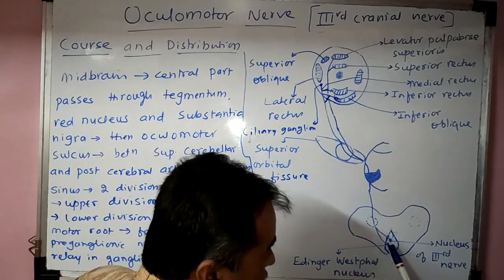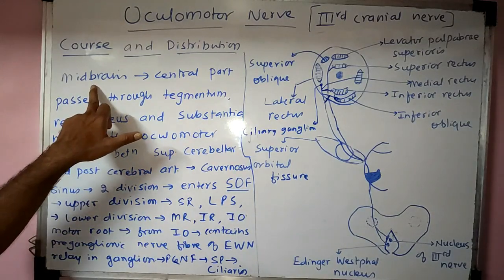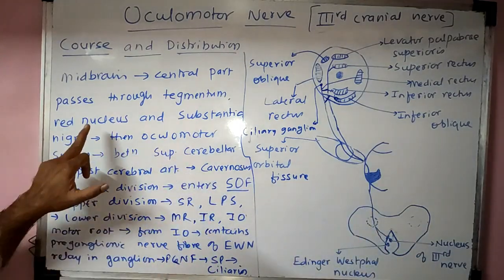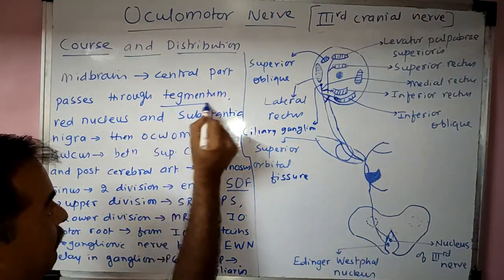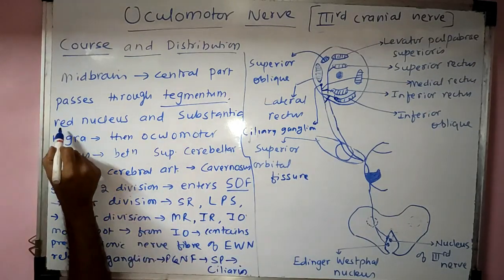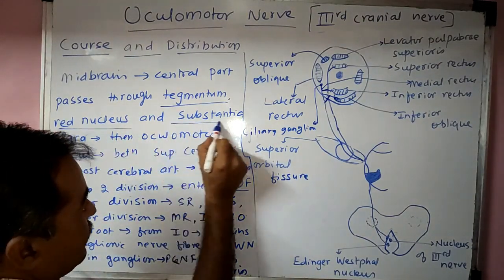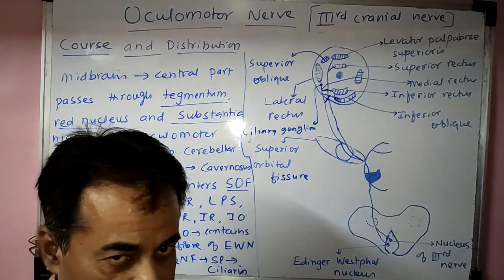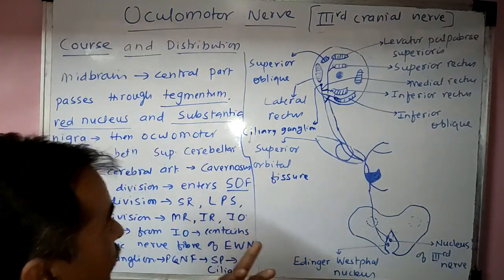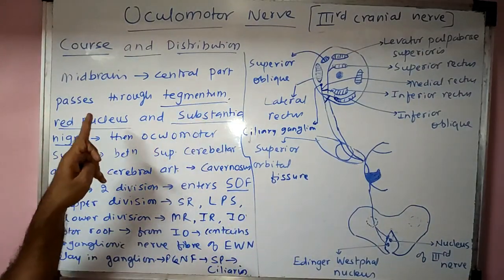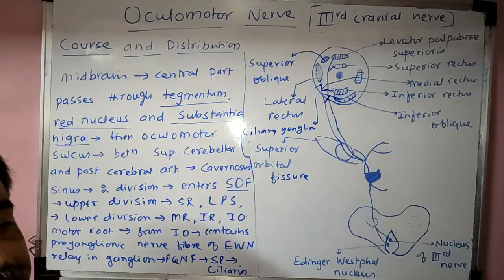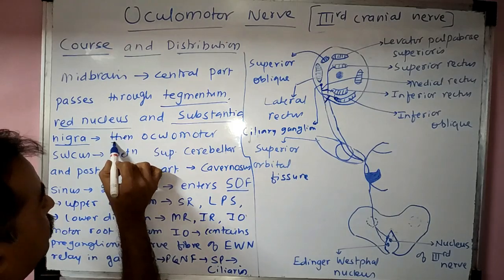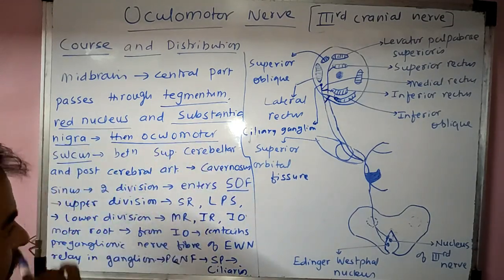So after arising at the midbrain from its central part, the fibers pass through the tegmentum, the red nucleus, and substantia nigra. These are all parts which lie in the midbrain. So it passes anteriorly and crosses the tegmentum, red nucleus, and substantia nigra, and from there it travels to the oculomotor sulcus.